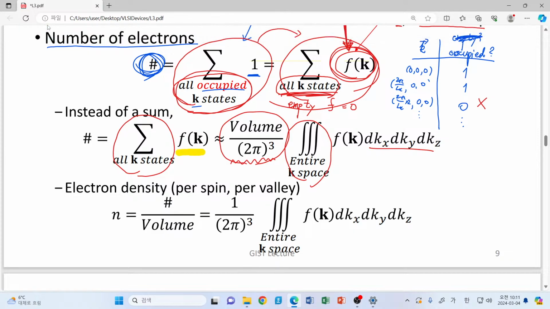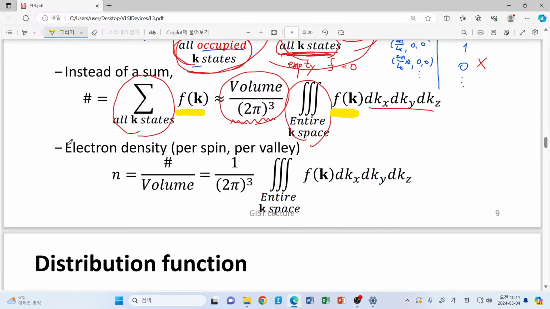Here we have the sum over k of f of k, and here we have f of k. What we do is just convert our summation into integration. So that's it. Now let's go to the last equation in our slide here.